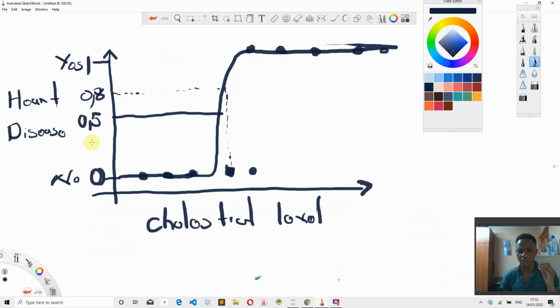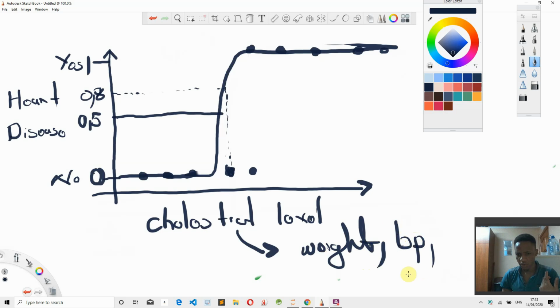I hope you guys understood what logistic regression is and how it is used to solve problems such as the binary classification problem. In this case, we only used one feature, but logistic regression can also have multiple features. We can determine if the person has heart disease using the cholesterol level, the weight, the blood pressure, and also chest pains.